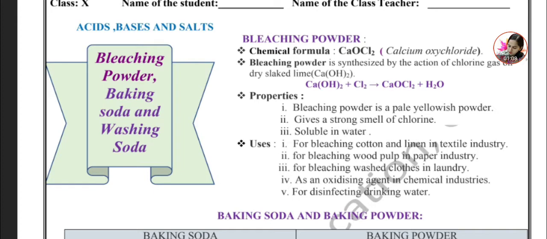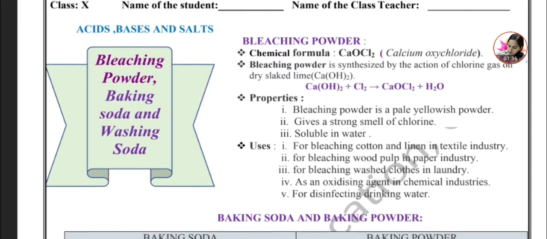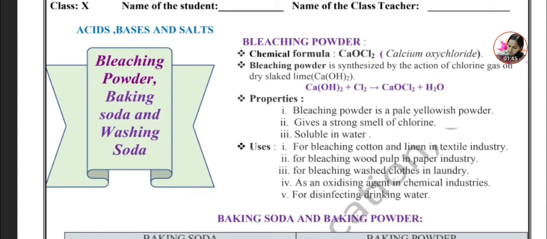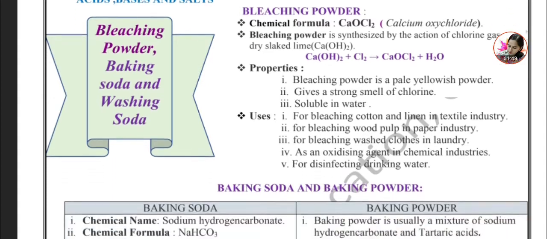And what are the uses? Uses are very easy, as we use it in our daily household work also. First, for bleaching cotton and linen in the textile industry. Second, for bleaching wood pulp. Third, for bleaching washed clothes in the laundry. It works as an oxidizing agent in the chemical industries. It is used for disinfecting drinking water, because chlorine is present and chlorine works as a disinfectant.